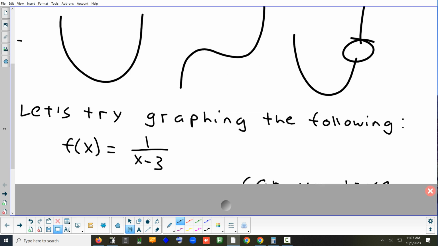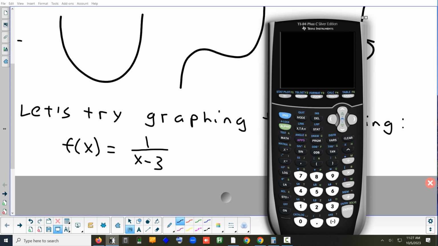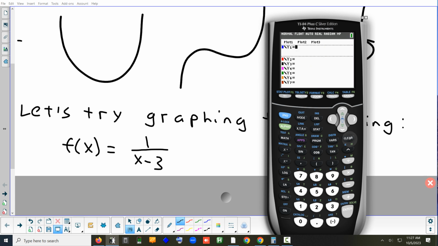But let's try some other ones. Let's try 1 divided by x minus 3. And you do need to put that in parentheses when you type it in. And I'm going to do zoom 6. Could you trace that graph without ever lifting your pencil? No. That's a graph that's in 2 separate pieces, and they don't connect. So this piece curves down, and then it continues again up top. That is not a continuous function.